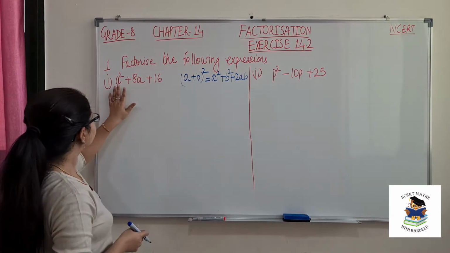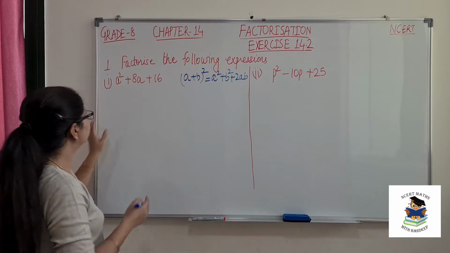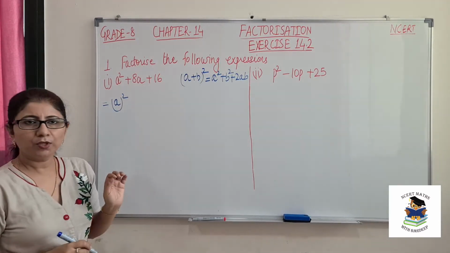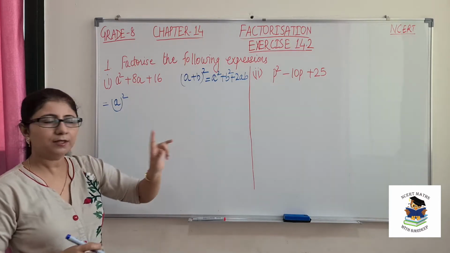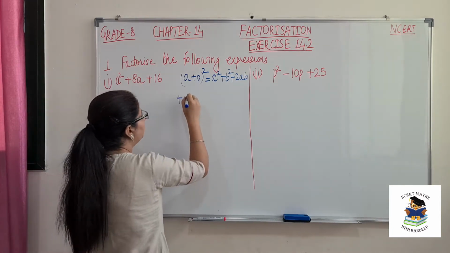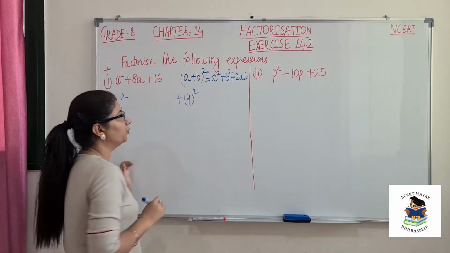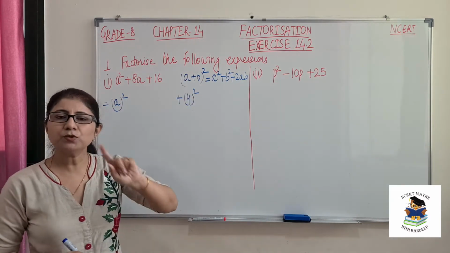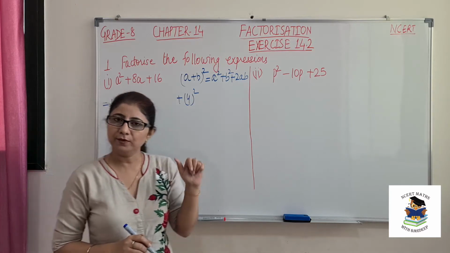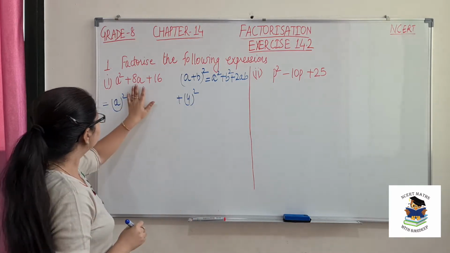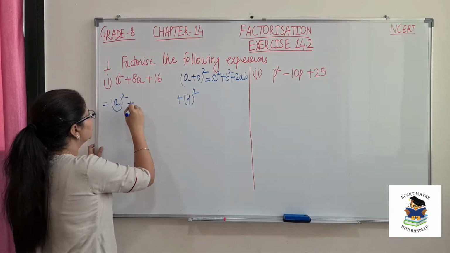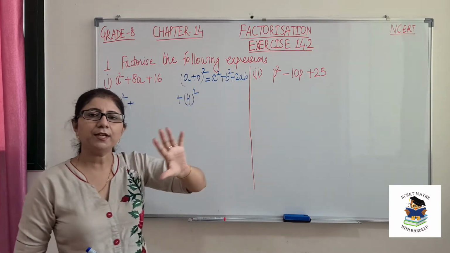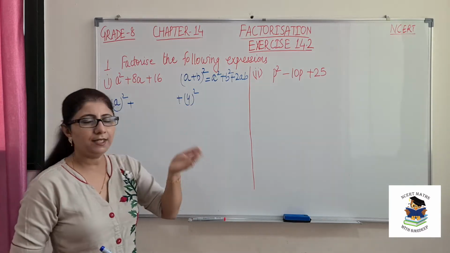So let's see here. a square can be written like this also. 16 is also a complete square, so I can write this as 4 square. Now whether we can use this identity or not, we have to check with our third term. So what is the third term? That is 8a. So the third term is basically 2ab. So we will check whatever we have taken as a and b.